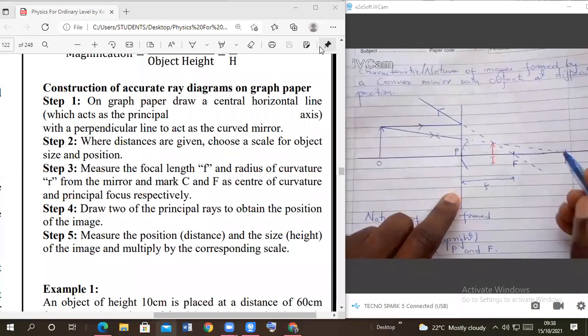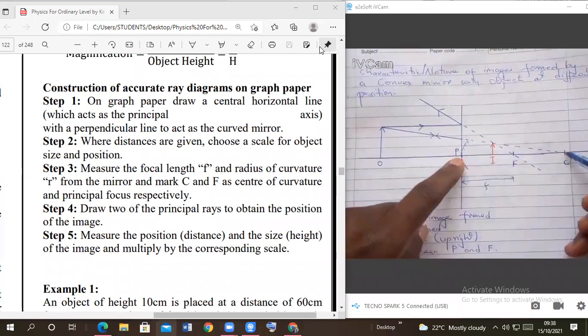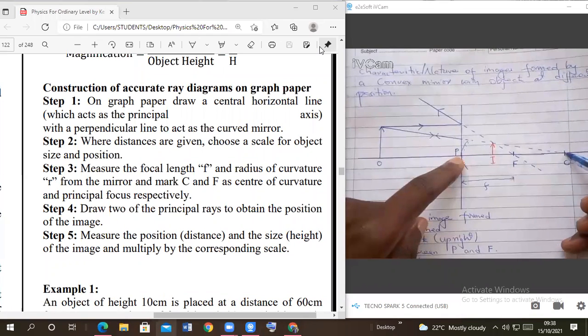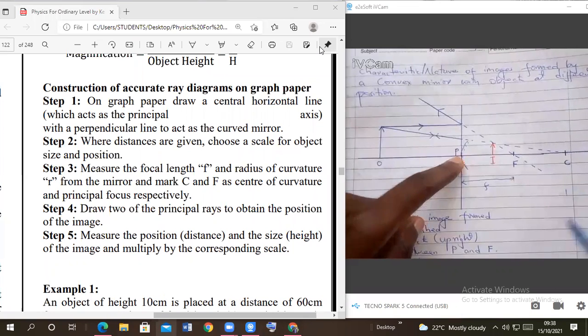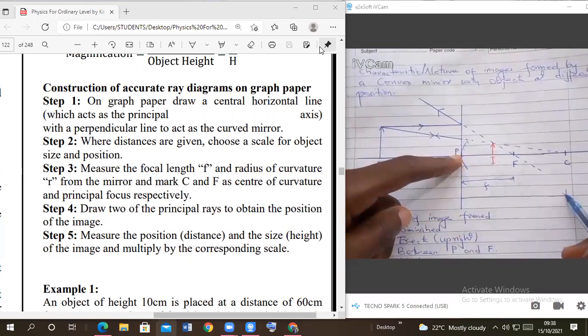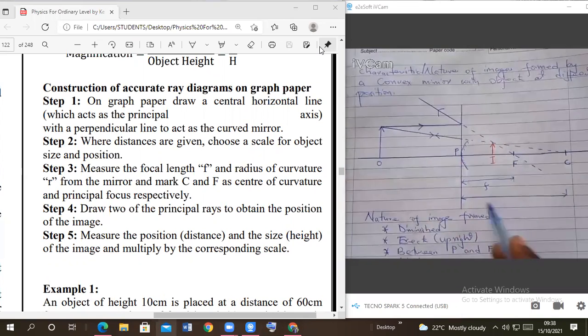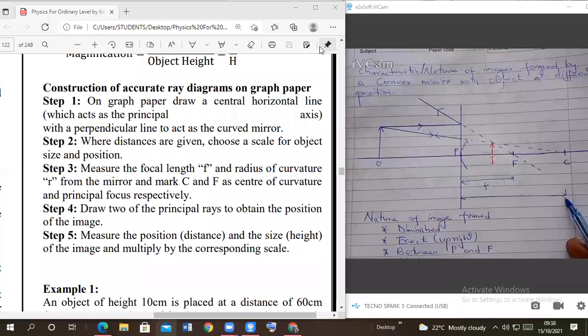What about the distance from the pole of the mirror to the center of curvature? That distance is called what, members? What about from here up to that point? That distance is called what? Radius of curvature. It is called radius of curvature.